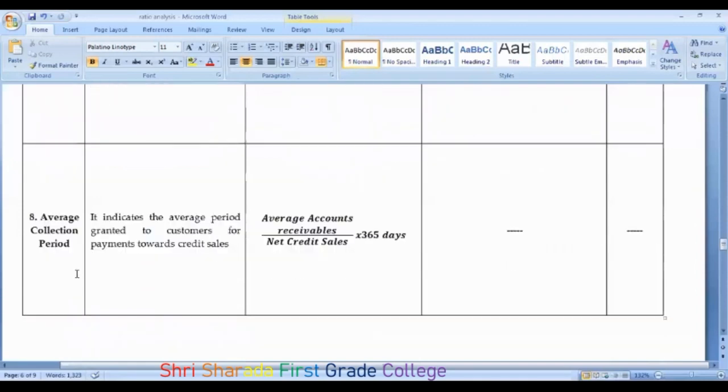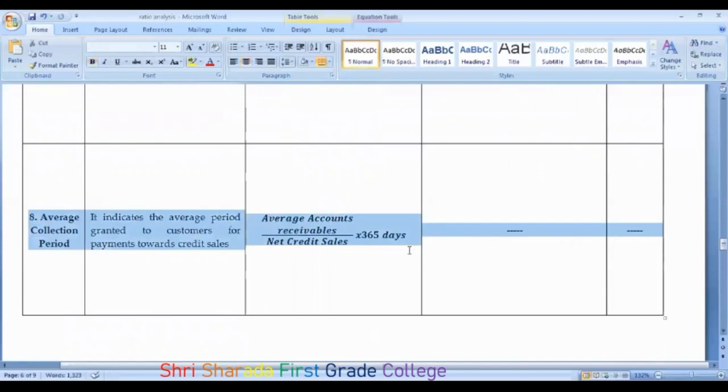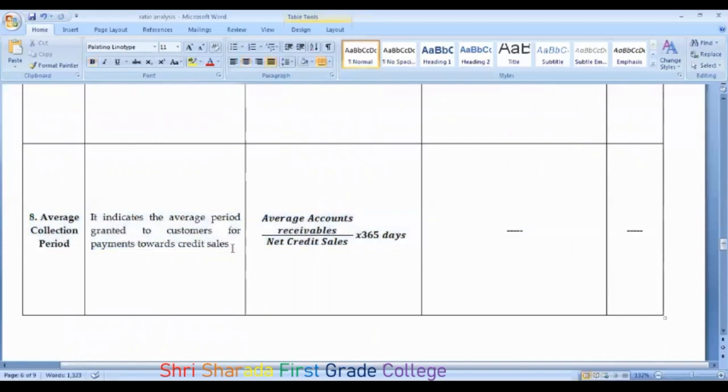Average collection period is also the same. It indicates the very important average collection period. It is very important not only while completing the BCom, but after completing the BCom also, you will be asked the same question: average collection period.